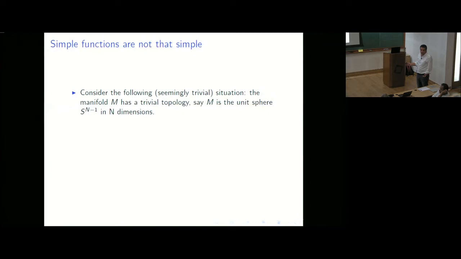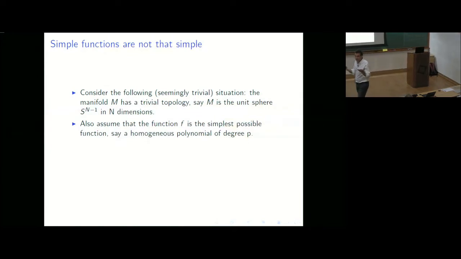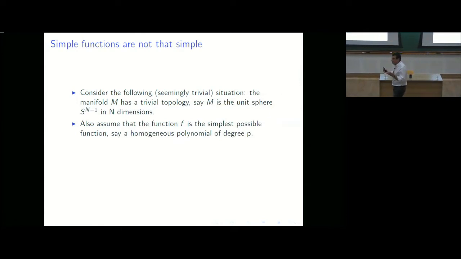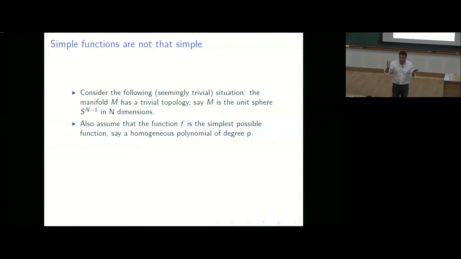This is a very trivial topology. You don't have much to say about the topology of the sphere. All right. So take now a function f, which is the simplest possible function. What is the simplest function on a sphere? Take a polynomial. And even simpler, take a homogeneous polynomial. If you take a homogeneous polynomial of degree d, in dimension n, you can of course restrict it to the sphere, because it's homogeneous. Once you know it on the sphere, you know it everywhere.